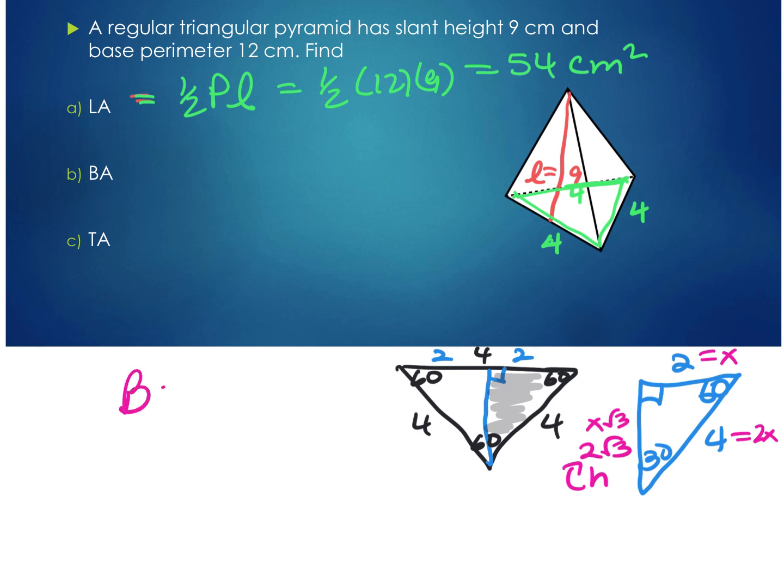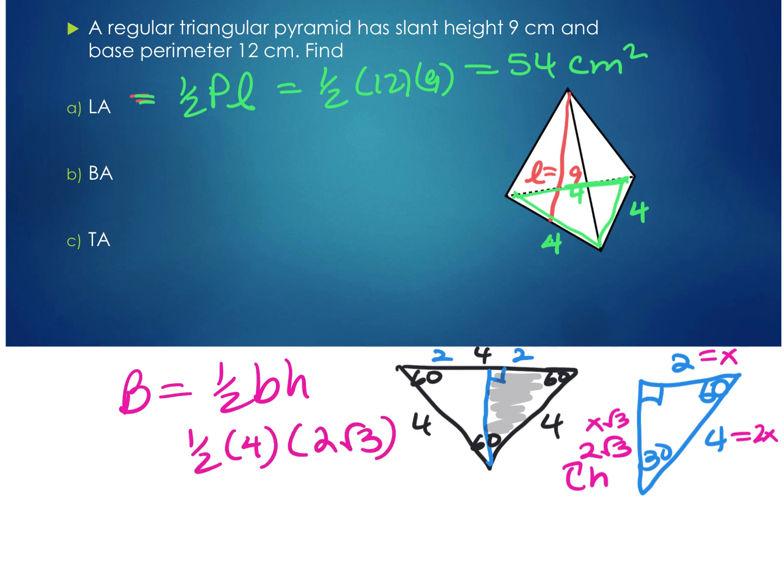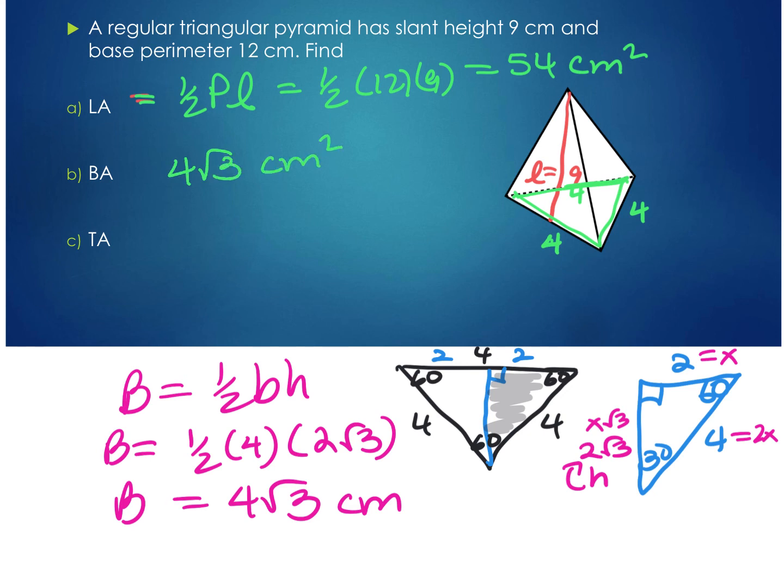So for the capital B, 1/2 base times height. My base is 4. The height is 2 root 3. So the area of my base is 4 square root 3 units. No, they were centimeters. Centimeters squared. So that's my base area. It's 4 square root 3 centimeters squared.